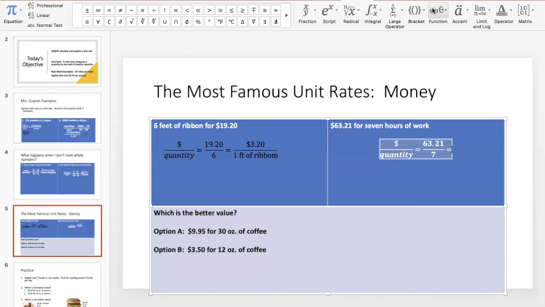And when I divide those out, I get $9.03. And that's telling me that I earn $9.03 per hour.